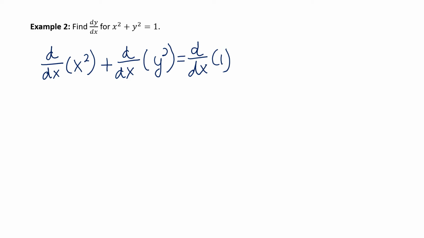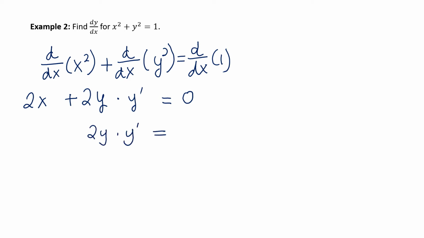The derivative of x squared, bring the 2 down, and it's 2x. The derivative of y squared, bring the 2 down, 2y, but when you take the derivative of y, always multiply it by the derivative y prime. And the derivative of 1 is 0. We are isolating, we want the dy/dx. So I've got 2y times y prime is equal to, subtracting 2x from both sides, minus 2x.